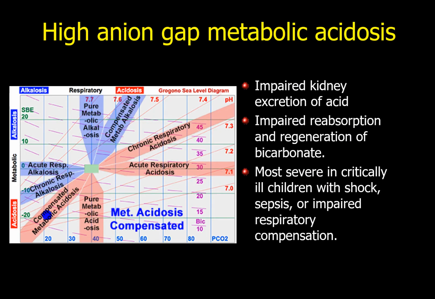A high anion gap metabolic acidosis is also common in AKI, and this is secondary to the impaired kidney excretion of acid and reabsorption and regeneration of bicarbonate. Acidosis is most severe in critically ill children with shock, sepsis, or impaired respiratory compensation.